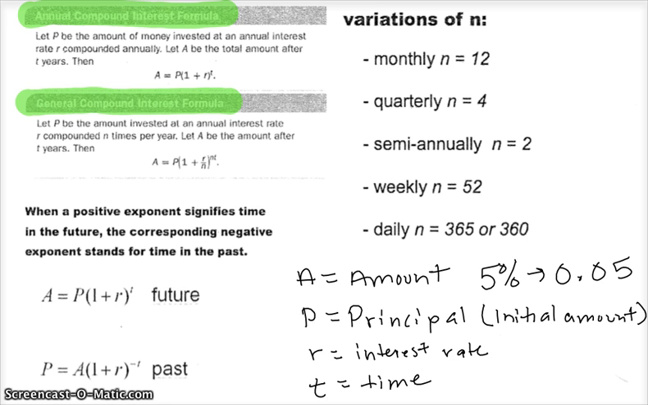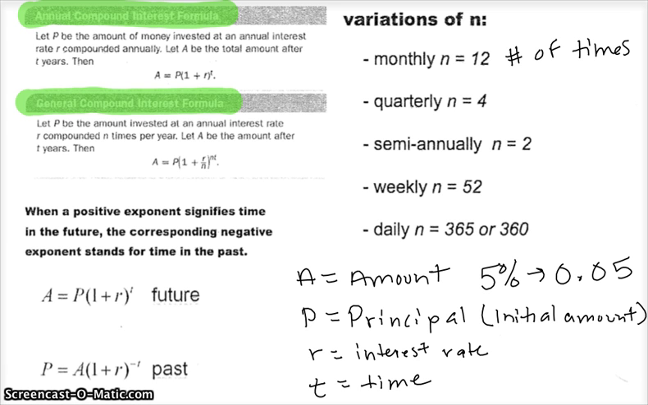That's A equals P times the quantity 1 plus R over N, and that's to the N times T power. Now, N represents the number of times the interest is compounded. In the table, we can see some various quantities for N. If the interest is compounded monthly, N would equal 12. Quarterly, N would equal 4. Semi-annually, N would equal 2. In the case of it being compounded annually, N is just equal to 1.